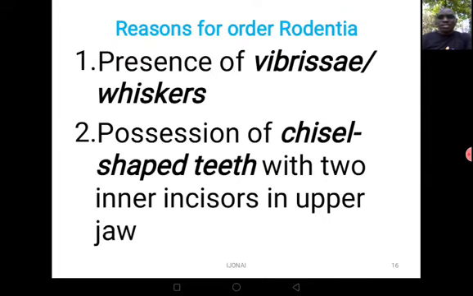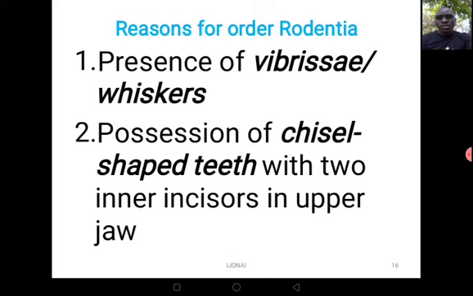So let's look at the order. Which order did we say these organisms belong to? Order Rodentia. Therefore, they are rodents. So what makes them rodents, or what characteristic do they share as rodents? One of them is presence of the vibrissae or the whiskers, these things on the side. Those long hair-like structures, as we shall see. They are either called vibrissae or whiskers.